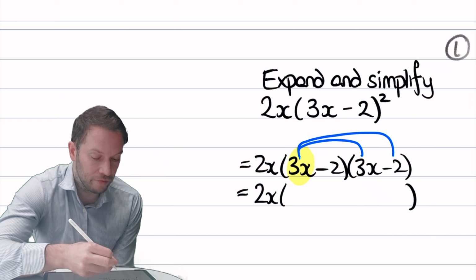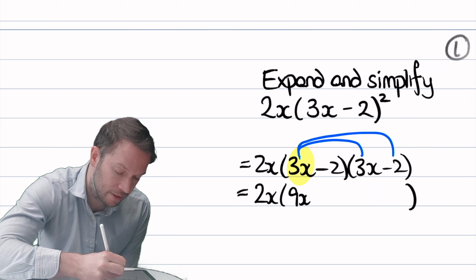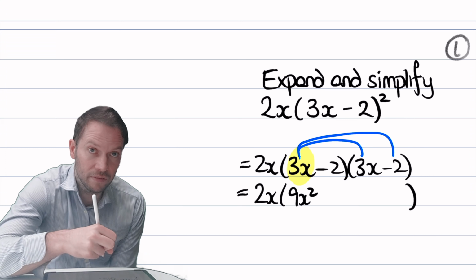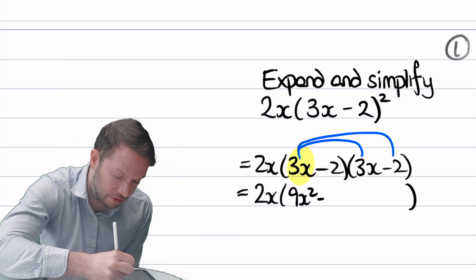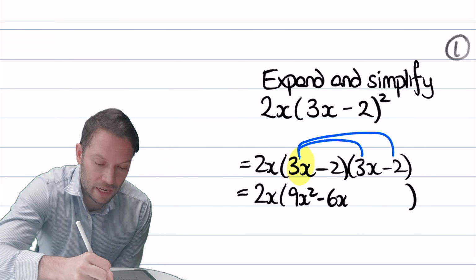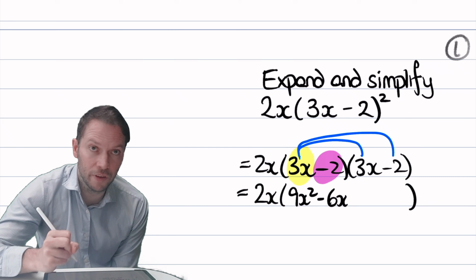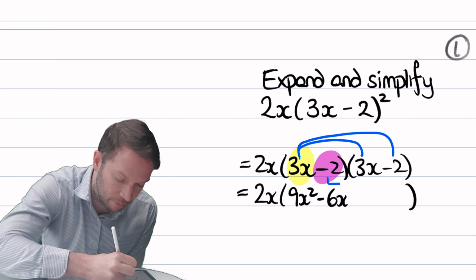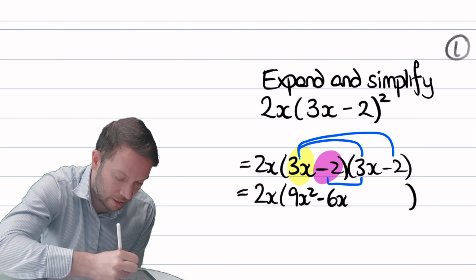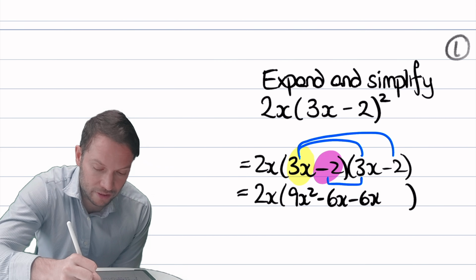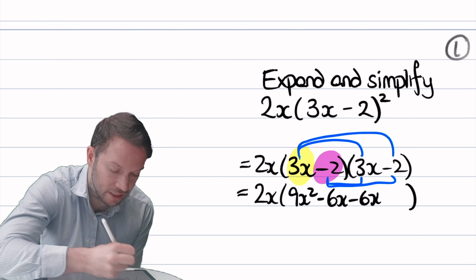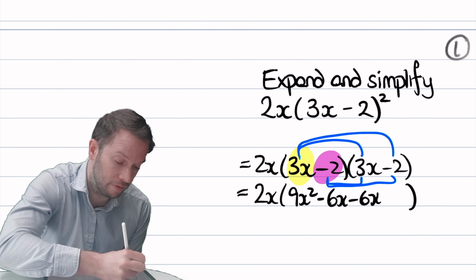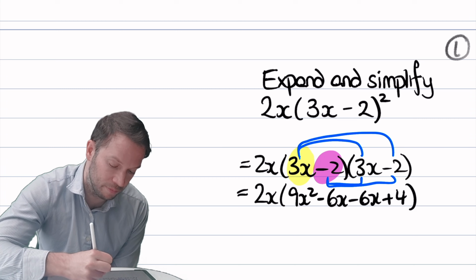Well, 3x times 3x is 9x squared. And the 3x times negative 2 is going to be negative 6x. And then we do the second thing in the first bracket times by each thing in the second. So we're going to do the negative 2 times the 3x, which is negative 6x. And we're going to do the negative 2 times negative 2, which is positive 4. Remember, negative times negative is positive.